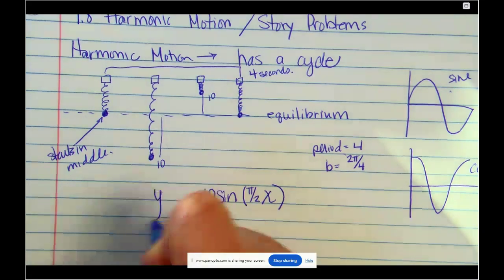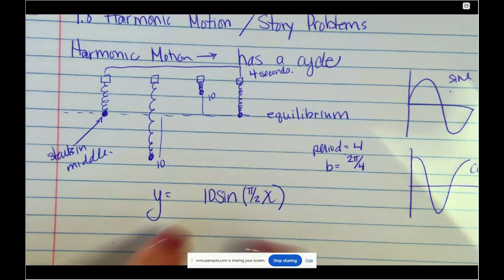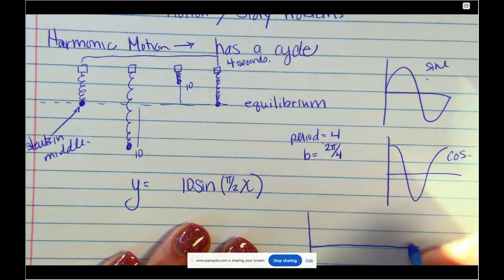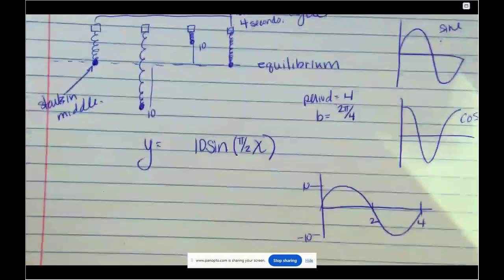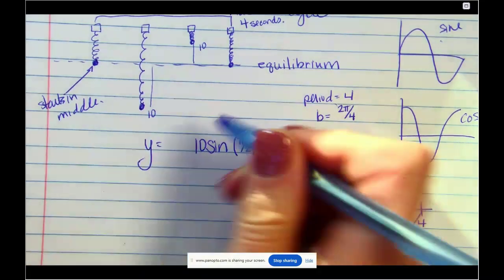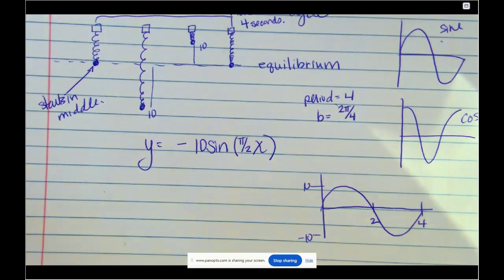The only problem that we have, if I graphed this guy, it would be 4 and it would be 2. It would look like this, right? And would go up to 10. It would go down to negative 10. What's the problem? So what do we need? Yeah, because it's reflected. It goes down first and then it goes up. So just throw your negative in the front.